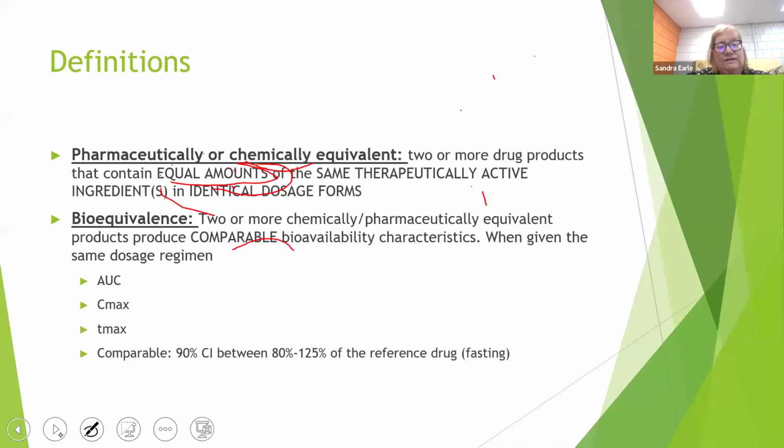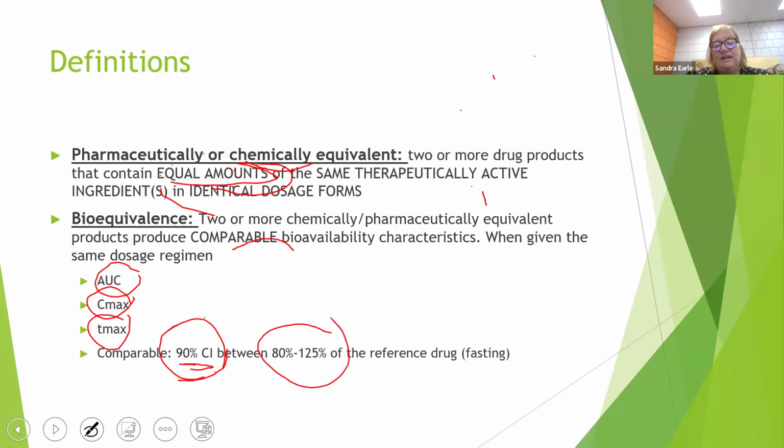So what does comparable mean? Comparable means that you have to be 90% confident. So you have to have 90% confidence intervals. And what that means is that we're 90% sure that the truth lies here. And that is determined by your data and how reproducible and precise your data is. But we're 90% confident that the area under the curve, Cmax and Tmax all are between 80 and 125% of the reference drug.